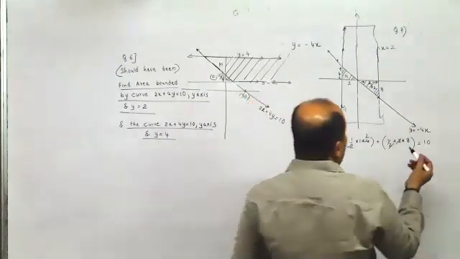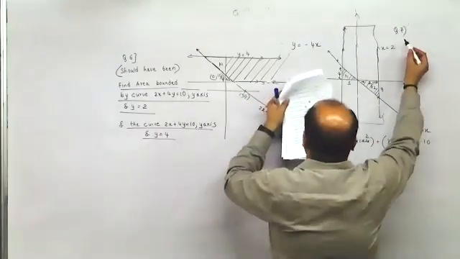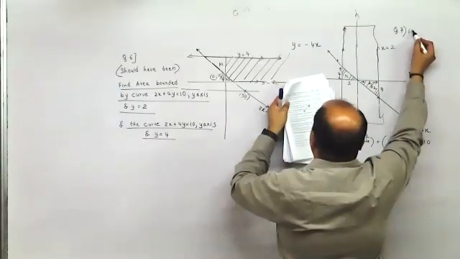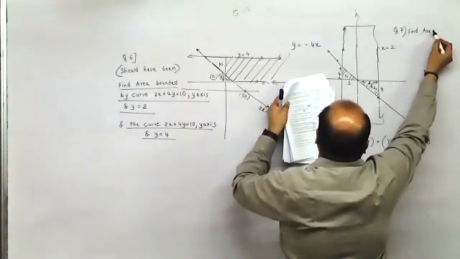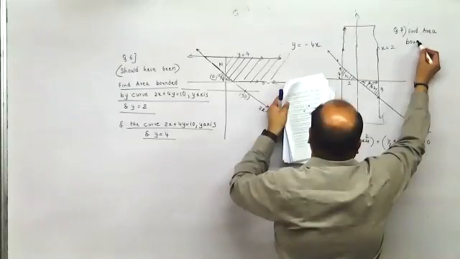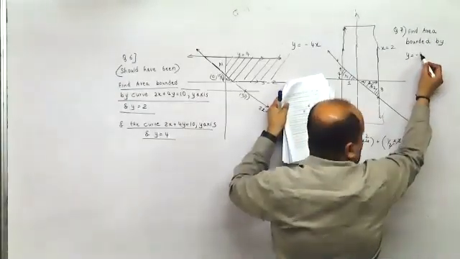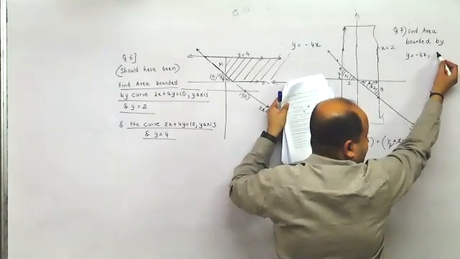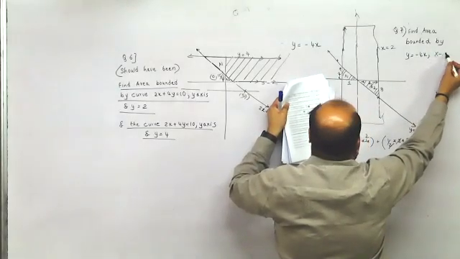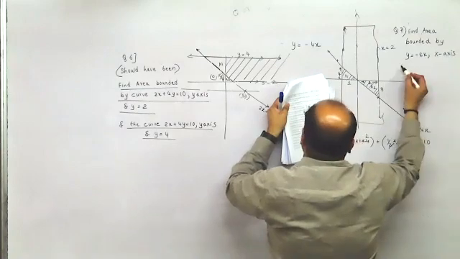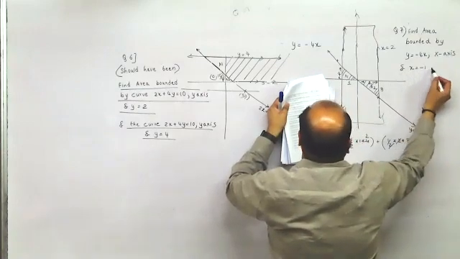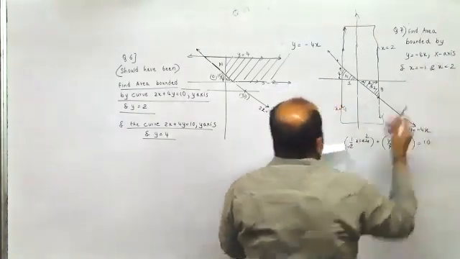What we should have done is, the question for the 7th one should have been, find the area bounded by y equal to minus 4x, the x-axis, and x equal to minus 1 and x equal to 2. This should have been the question.